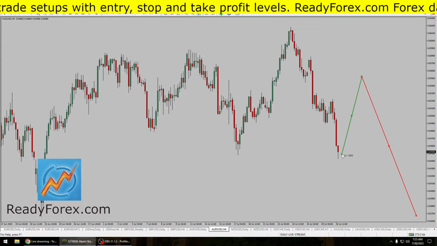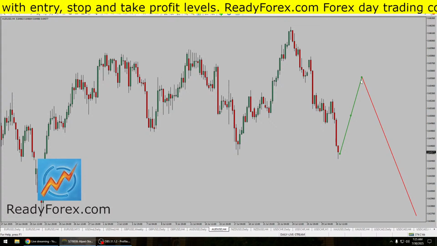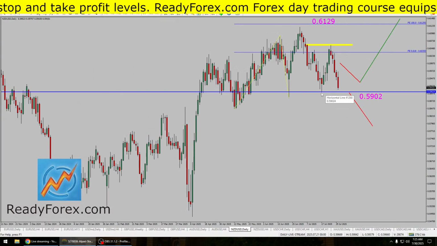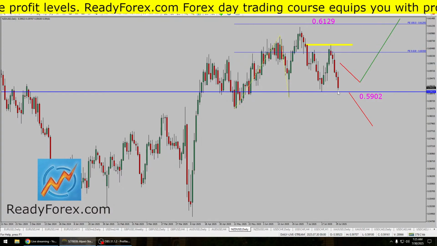I expect a quick and swift bullish leg, and then market is going to drop even further. The Aussie dollar setup actually looks much better as compared to the euro dollar currency pair setup. Okay, next one is the NZDUSD. Okay, New Zealand dollar is approaching the 0.5902 level.